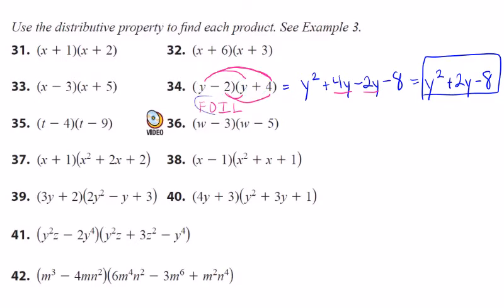FOIL is just one way to remember, but it's not mandatory that you remember that. For me, we're just distributing each term in the first polynomial by each term in the second. All right, let's try 36.